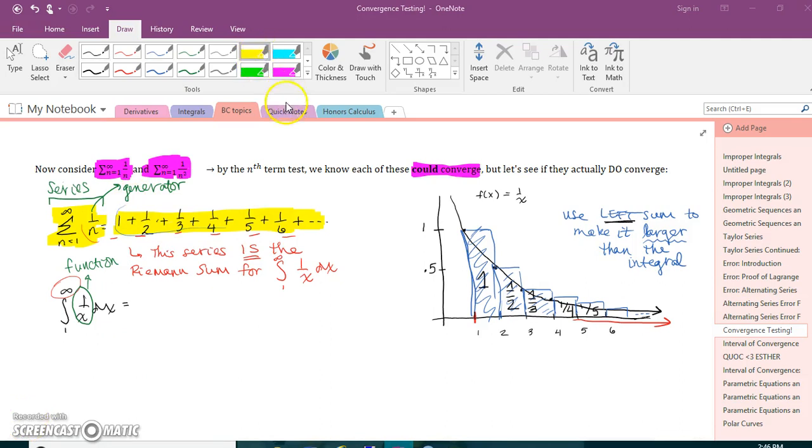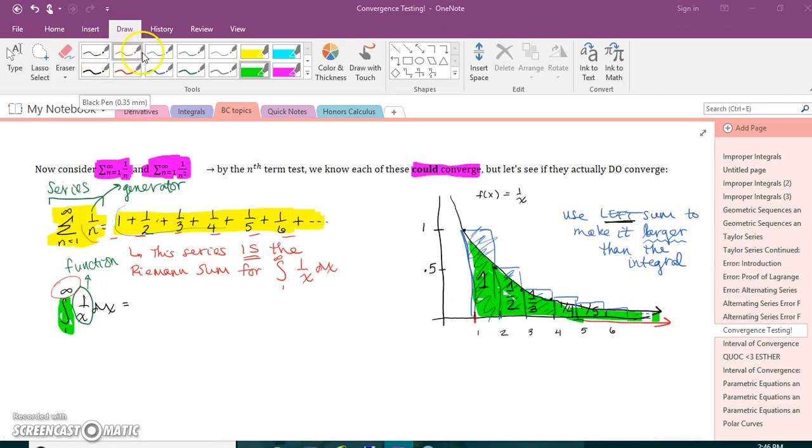One thing you should realize is that our series, which is 1 plus a half plus a third plus a fourth, represents the Riemann sum here. And our actual integral represents, I'll do the integral in green, the exact area under the curve, which is this right here. So let's find out what's going on with our integral.